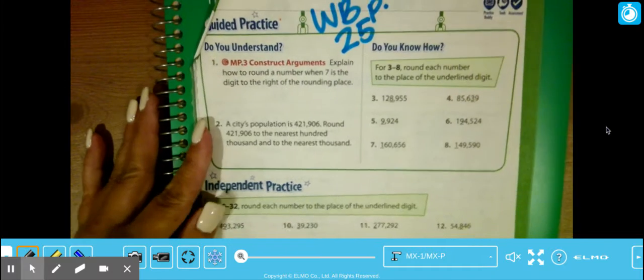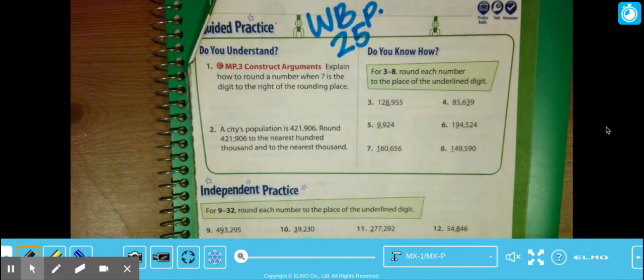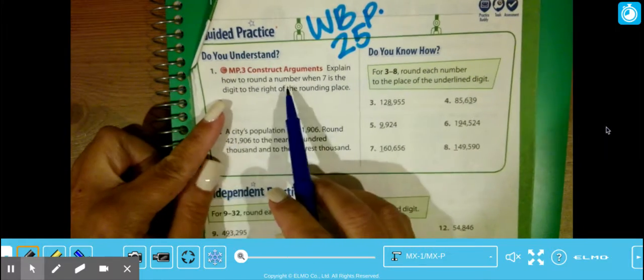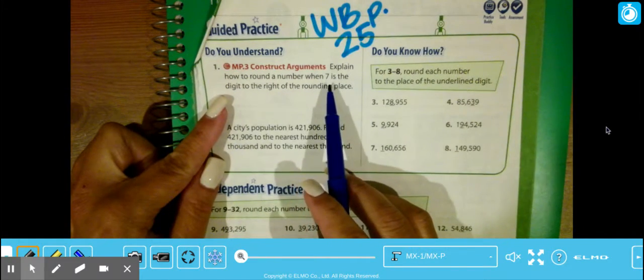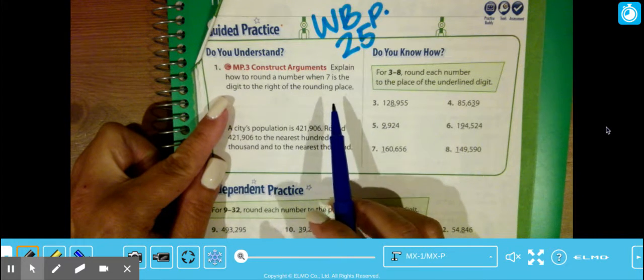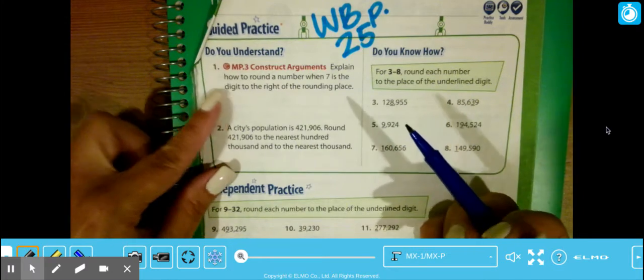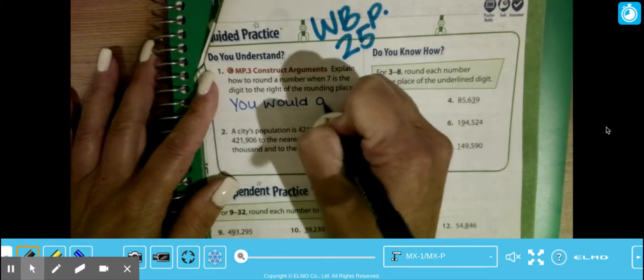All right, so we should all be on page 25. Let's take a look. It says, explain how to round a number when 7 is the digit to the right of the rounding place. So if 7 is the digit to the right, remember that poem, 5 or more, add 1 more. I'm going to just write, you would add 1 to your target digit.